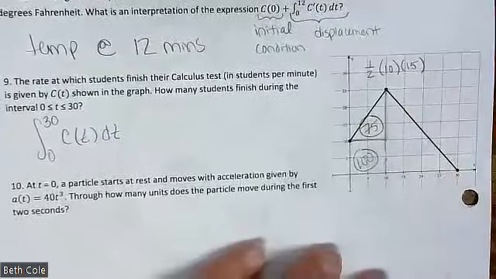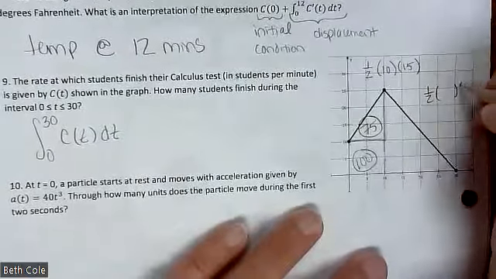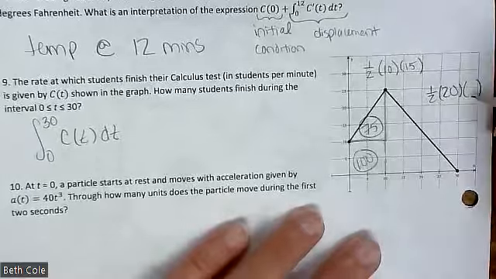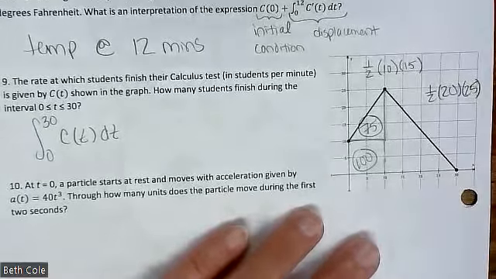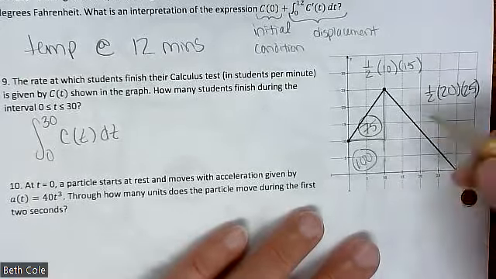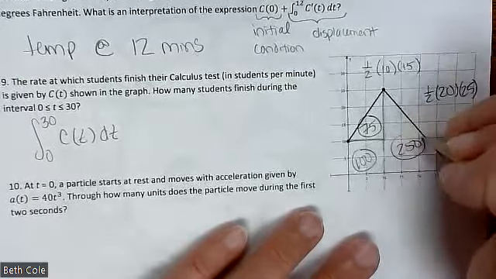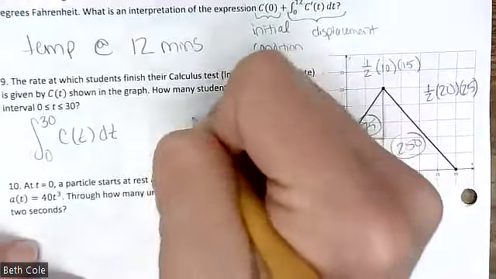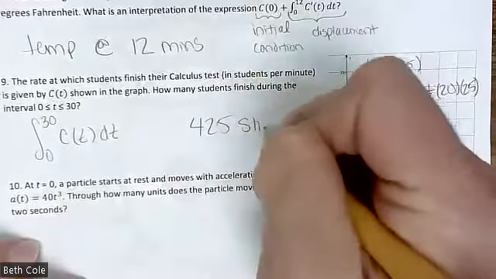And then for this large triangle, 1/2 base times height. What's the base for that one? 20. And the height is 25. 250. Oh gosh, can we add all that together? 425 students.